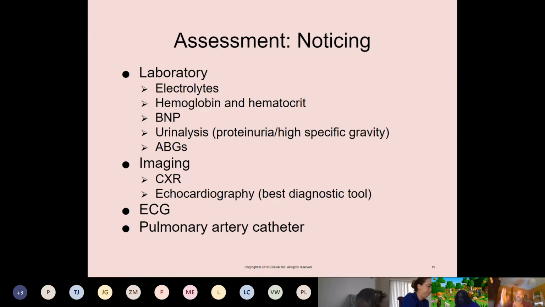You can have the right amount of sodium, but if the volume increases in amount, it will appear to be a dilutional effect. So you would appear to have a hyponatremia because of that volume.